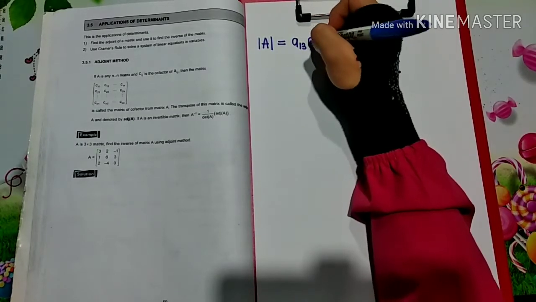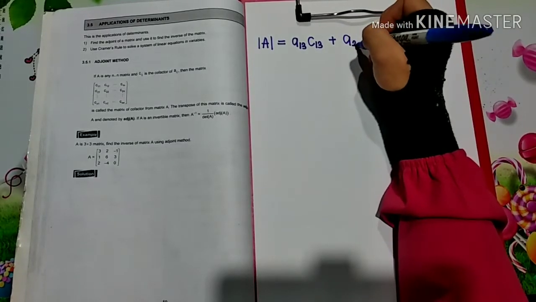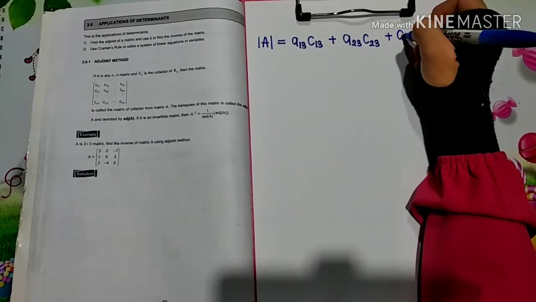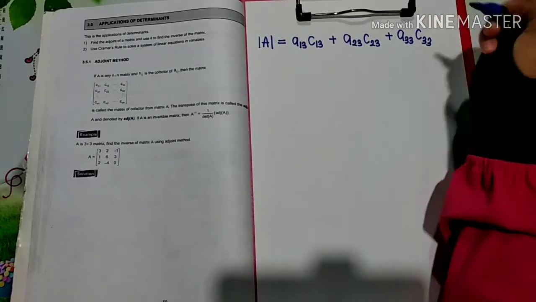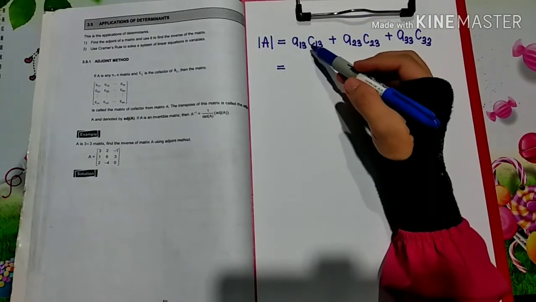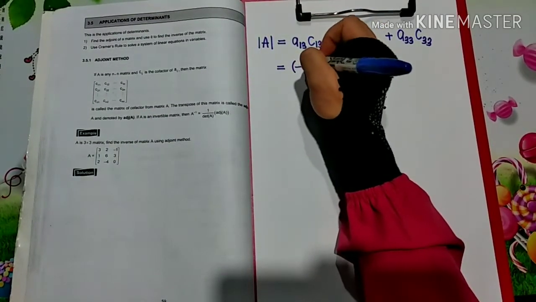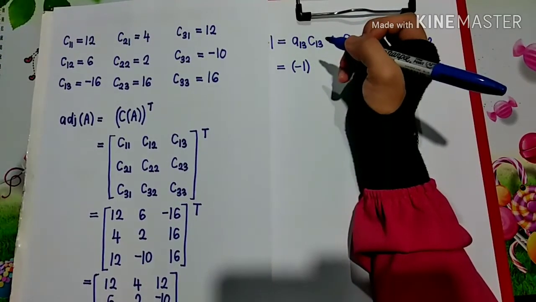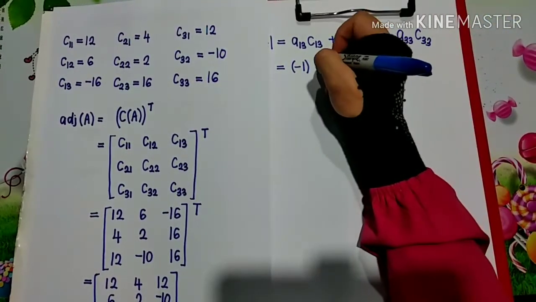A13 C13 plus A23 C23 plus A33 C33. So then you substitute all the values for A and C here. A13 equals negative 1, and C13 we have it already. So you can check here. C13 equals negative 16.